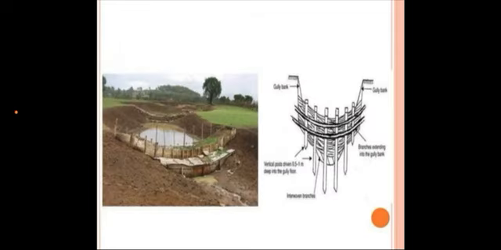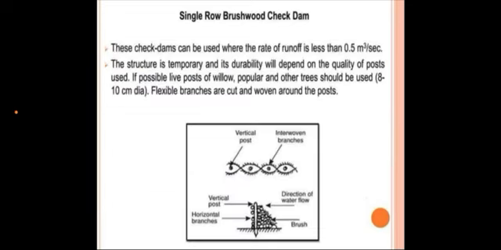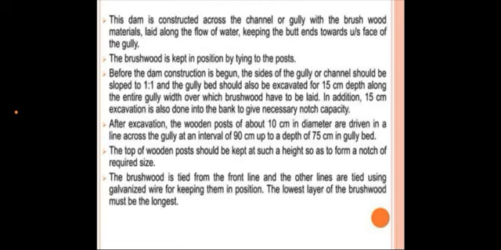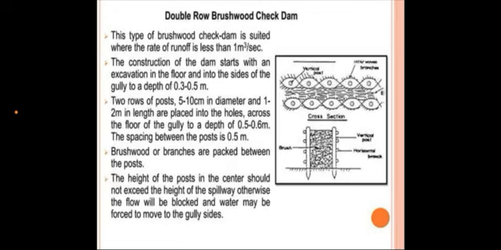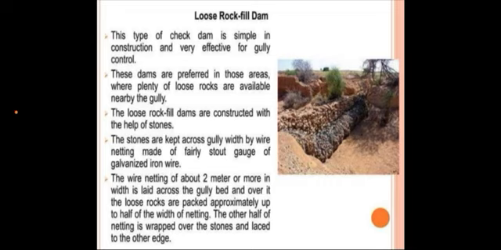These are the check dam images. From the image we can identify single row brushwood check dams, where only one row is there. Then double row means the image clearly shows two structures arranged in rows. Then the loose rock dam: this type of check dam is simple in construction and very effective for gully control.